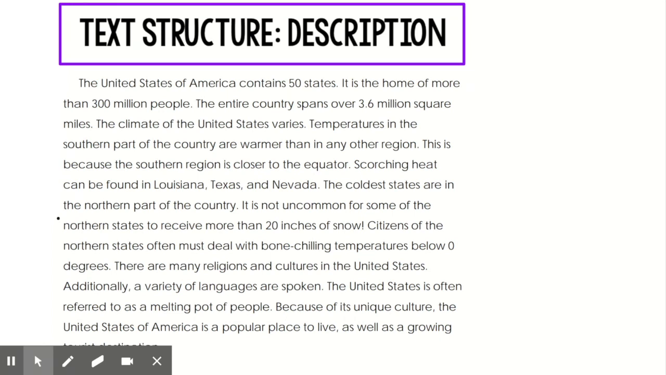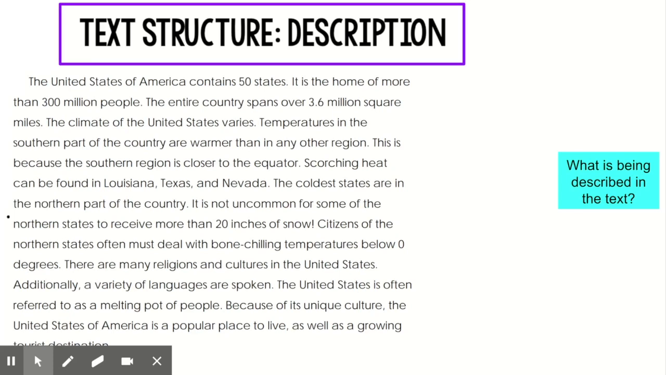Scorching heat can be found in Louisiana, Texas, and Nevada. The coldest states are in the northern part of the country. It is not uncommon for some of the northern states to receive more than 20 inches of snow. Citizens of the northern states often must deal with bone-chilling temperatures below 0 degrees. There are many religions and cultures in the United States. Additionally, a variety of languages are spoken. The United States is often referred to as a melting pot of people. Because of its unique culture, the United States of America is a popular place to live, as well as a growing tourist destination.